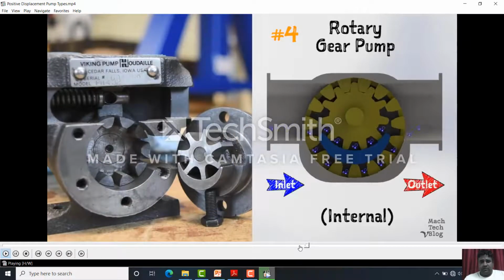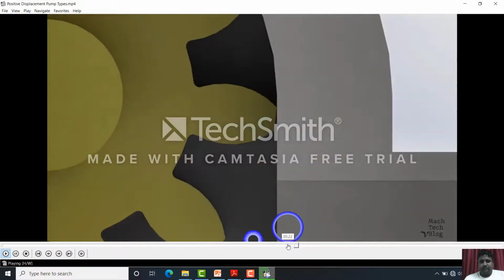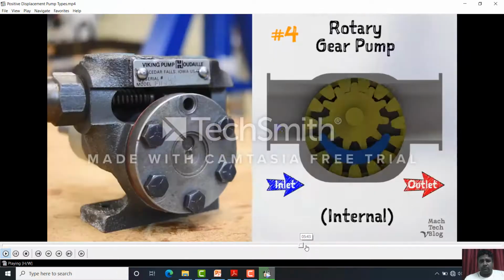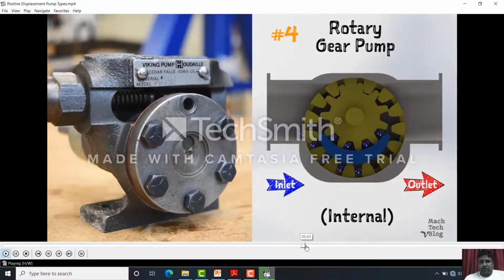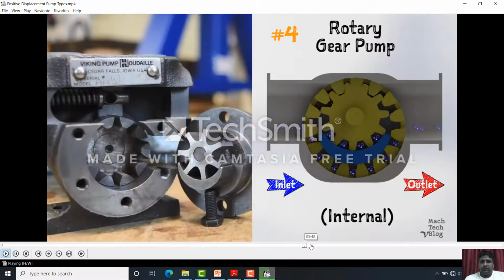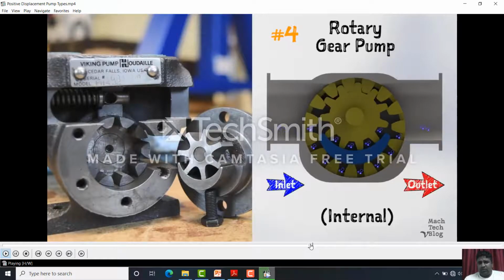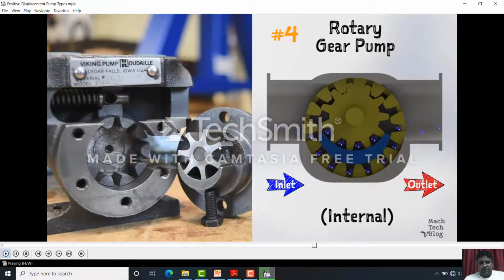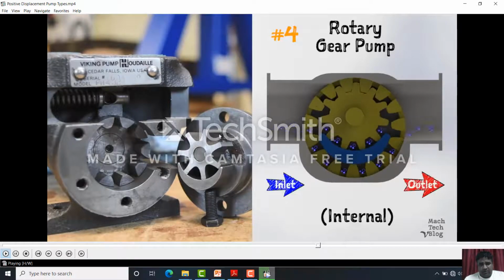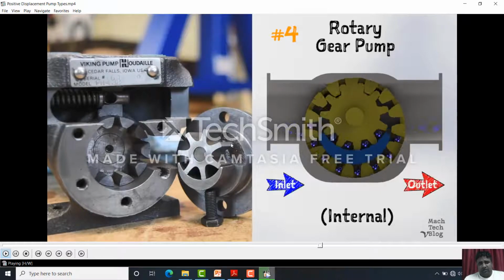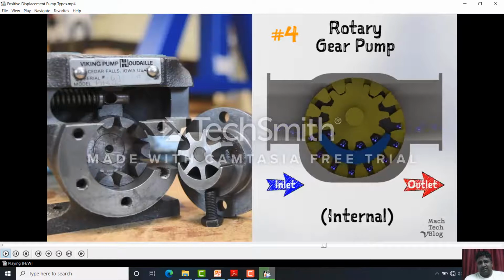So this is another example. This is a rotary gear pump. Basically the water is entrapped inside the pockets of the gear and it is conveyed. This type of blades allows a good amount of the water or the liquid to be entrapped, and finally it is discharged.